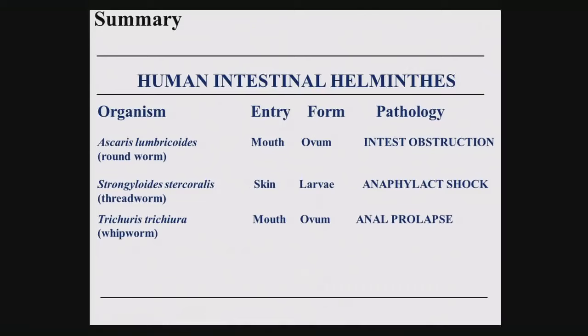So we covered three parasitic helminths. Ascaris, pretty innocuous unless the parasite burden becomes extremely high. Then you have intestinal obstruction, or they migrate somewhere else. And Trichuris can give you anal prolapse. That can be a big problem, very painful. It's not fatal, but in the case of Strongyloides, it can be fatal if you don't take care of the patients, and they can go into shock and death. Okay, so any questions about helminths?